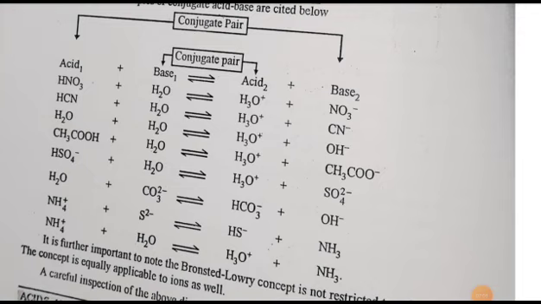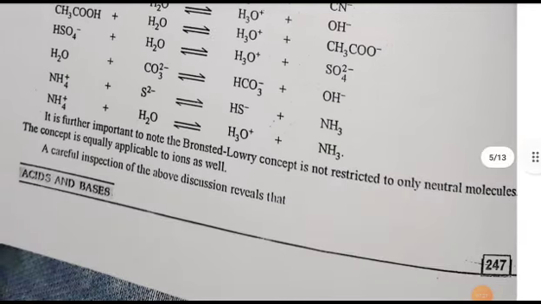HNO3 plus H2O gives H3O positive plus NO3 negative. HCN plus H2O gives H3O positive plus CN negative. Here H3O positive and H2O are a conjugate acid-base pair, and HCN and CN negative is also a conjugate pair, acid 1 and base 2. It is further important to note the Bronsted-Lowry concept is not restricted to only neutral molecules. This concept is equally applicable to ions as well.